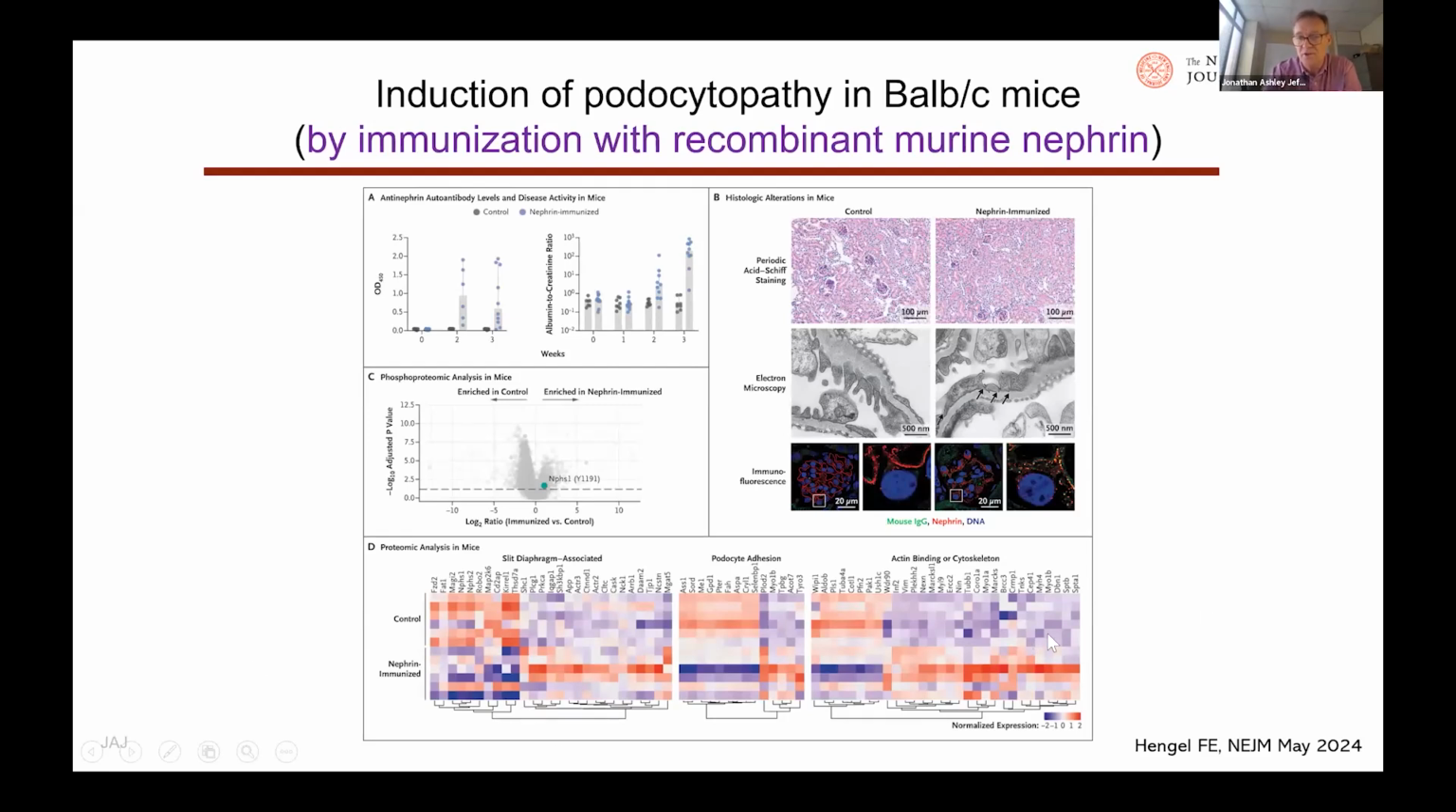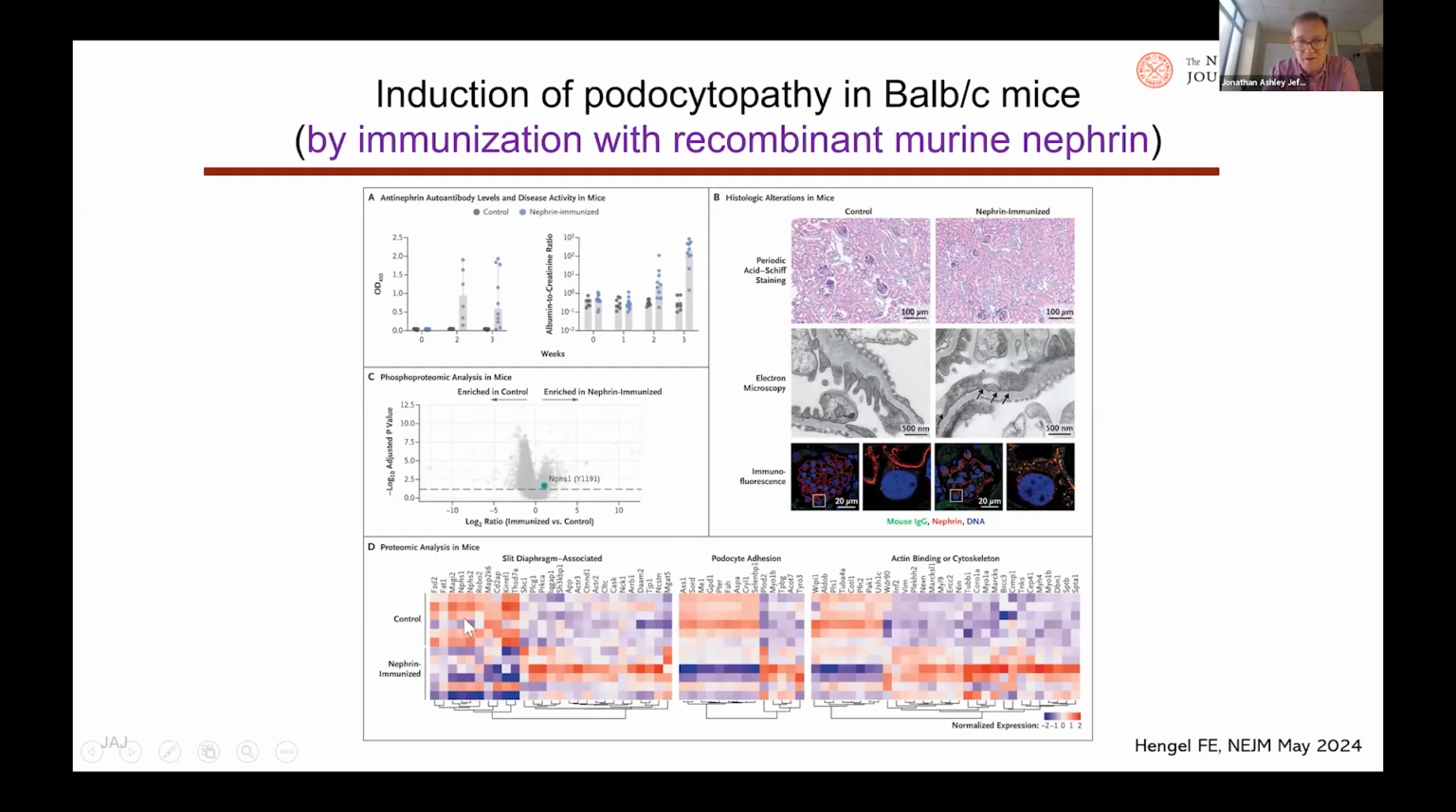In this New England Journal article, the Hamburg group again described an animal model where they immunized BALB/c mice with recombinant murine nephrin. What we see here is that these mice, after a couple of weeks, developed anti-nephrin antibodies. Once they developed the anti-nephrin antibodies, pretty quickly they developed proteinuria, which was not found in the controls. When they were biopsied or sacrificed, they had diffuse foot process effacement and were able to show IgG and anti-nephrin antibodies. Again, you can see this yellow coloring showing co-localization.